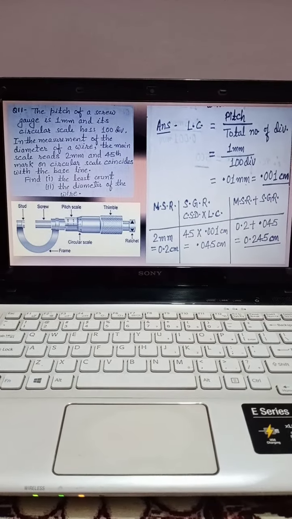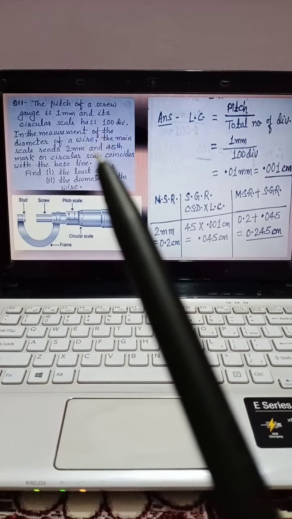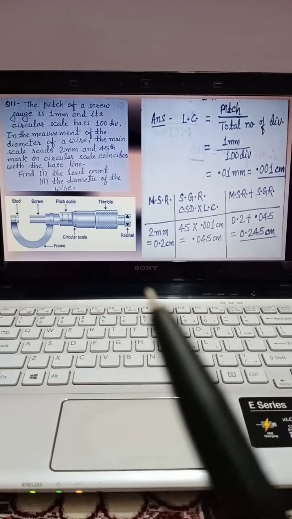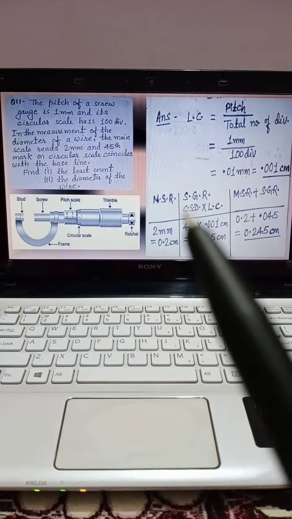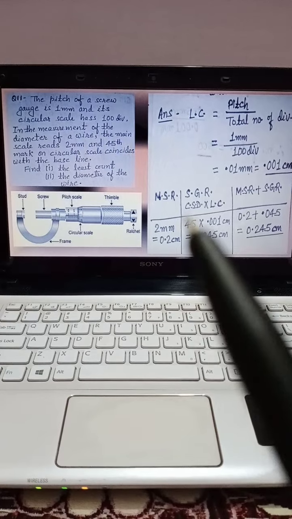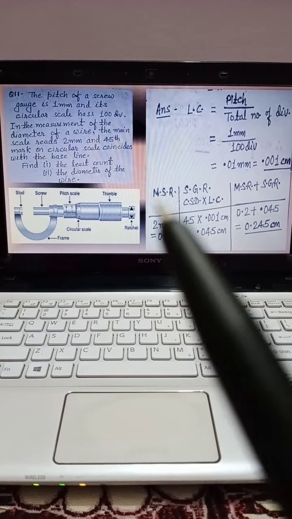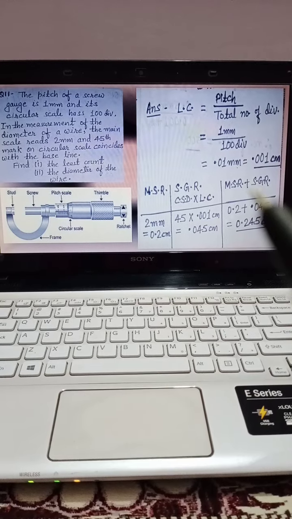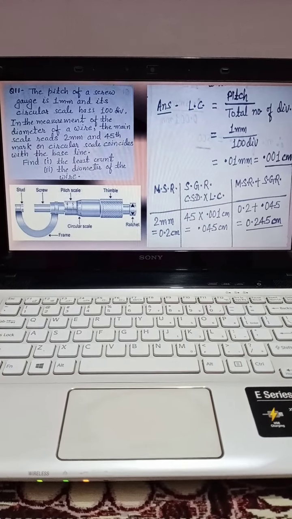And next, the question says that the main scale reads 2 mm and the 45th mark on the circular scale. So here we are going to make a tabulation. MSR means main scale reading, SGR means screw gauge reading, which is equal to circular scale division into least count, and then we add main scale reading plus screw gauge reading. So MSR plus SGR we add to find our answer. According to the question, the main scale reading gives 2 mm.